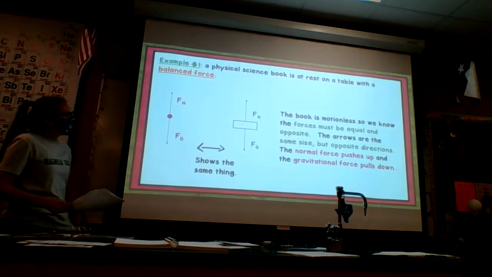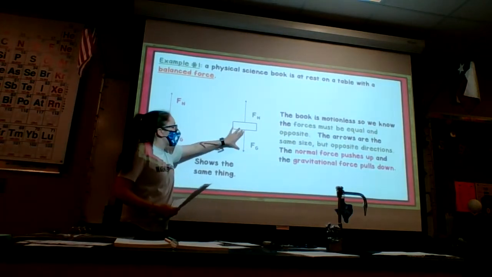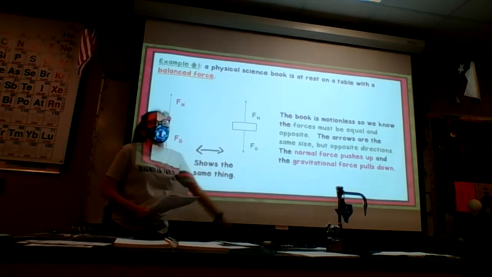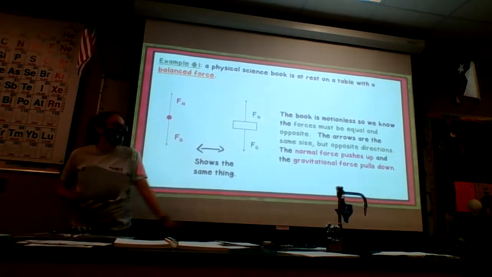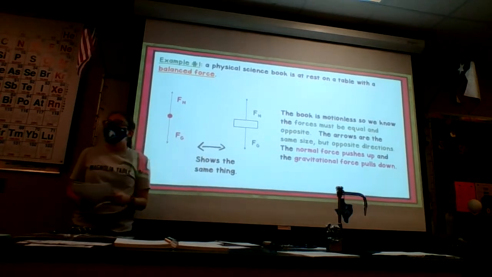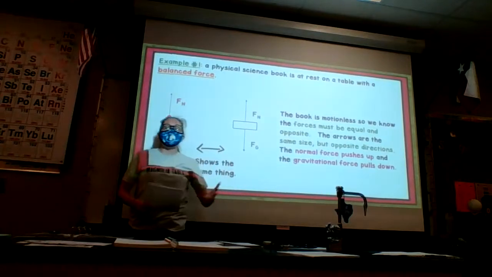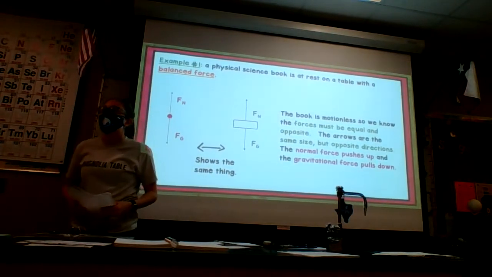Okay, so I can tell that it's balanced because these arrows are the same length. Okay, most of the time there's some free body diagrams where this would be maybe like a really short arrow, then it wouldn't be balanced then. Okay, but since the arrows are the same length, this is a balanced free body diagram.